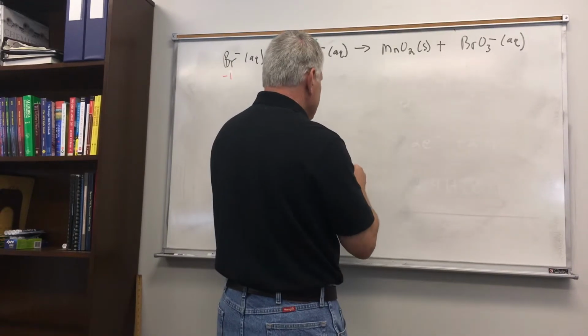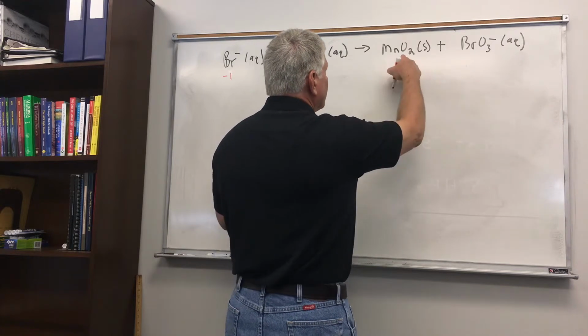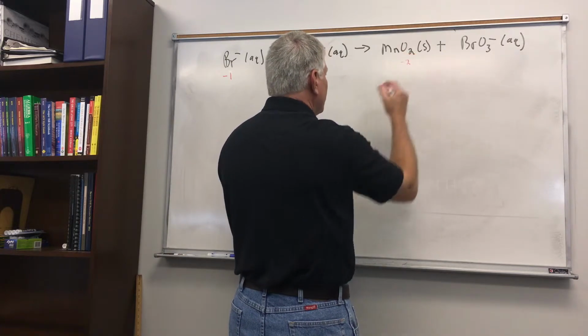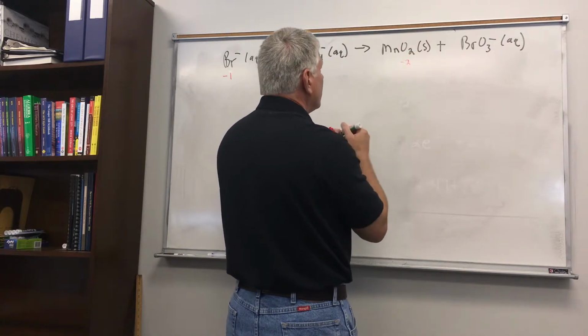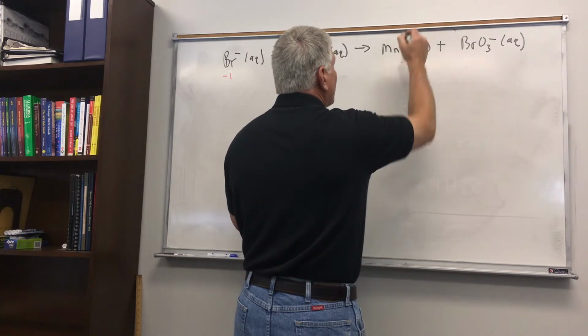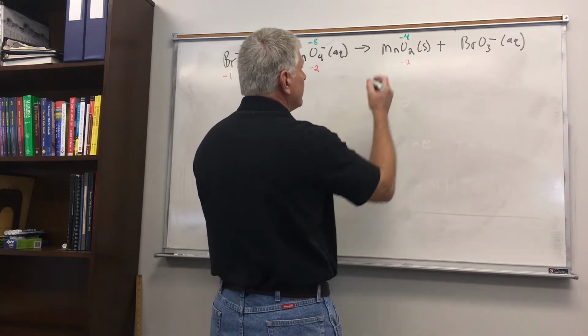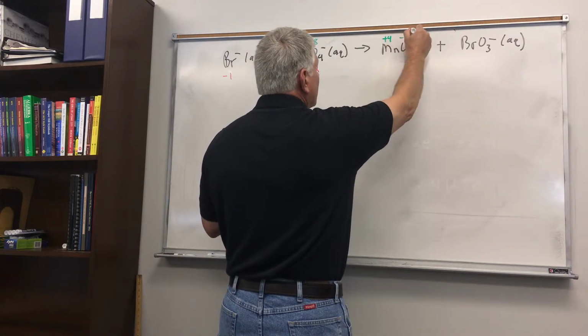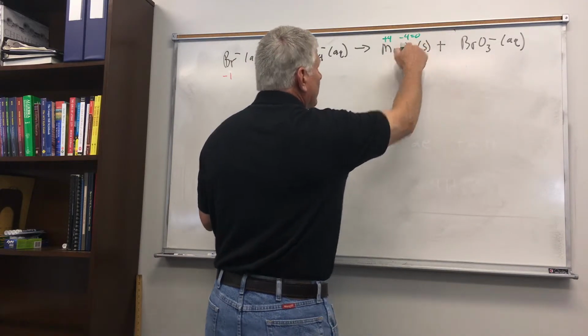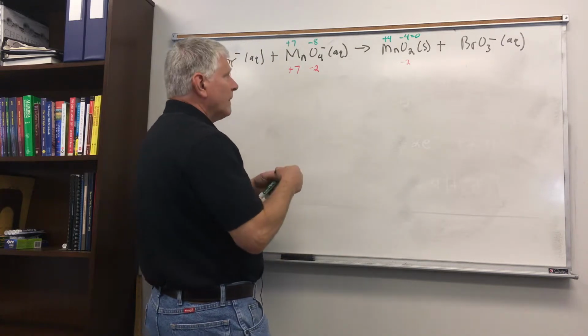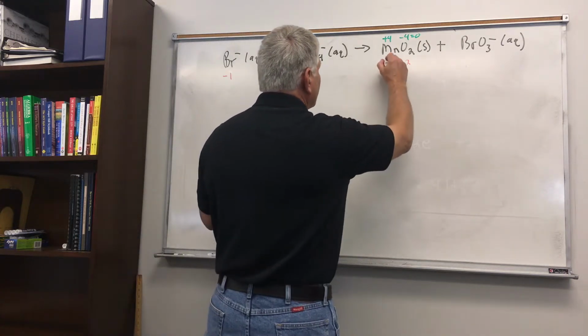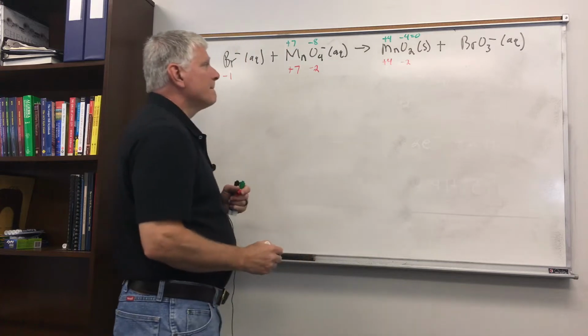Okay, here, the oxidation state of oxygen is -2. We have a total of -4 for the oxygens. So that means the manganese has to have a total of +4 to give 0 charge on the molecule. So each manganese, since there's only one, will have to be +4.